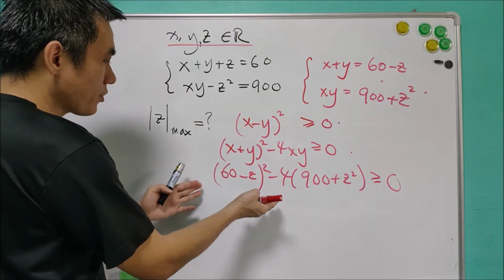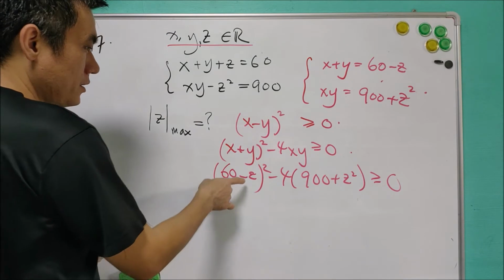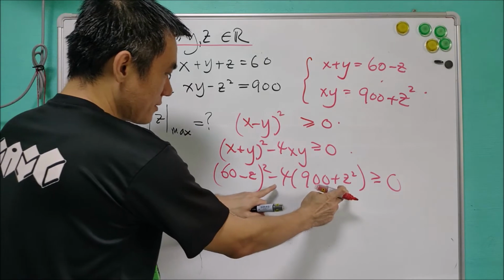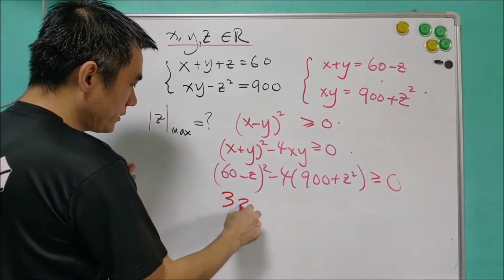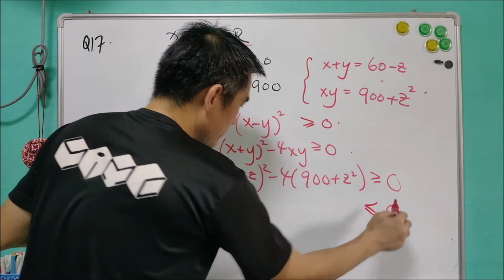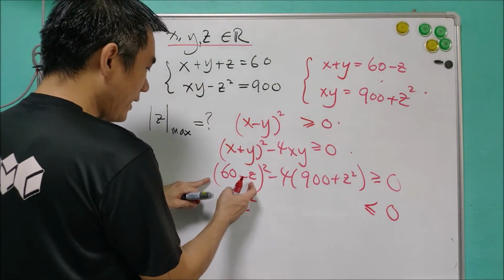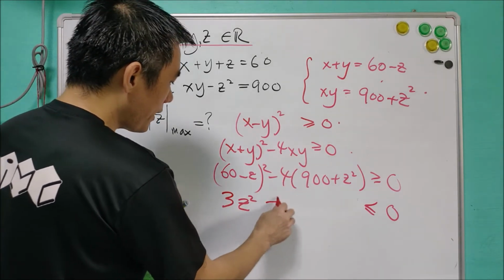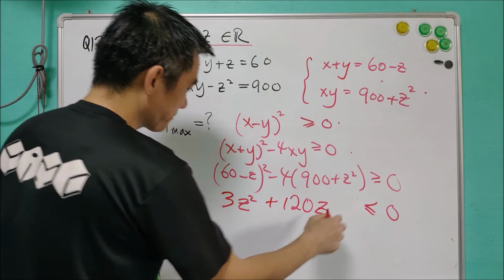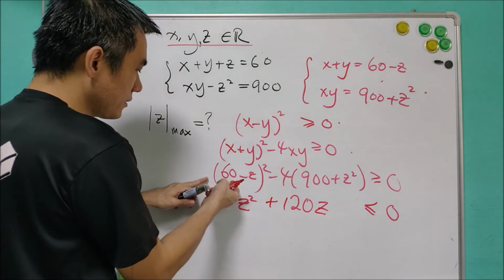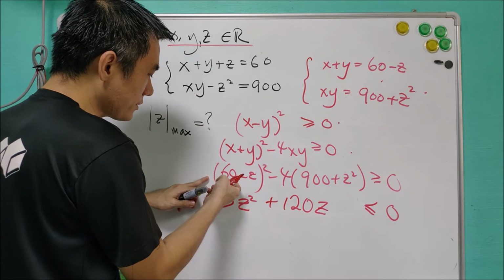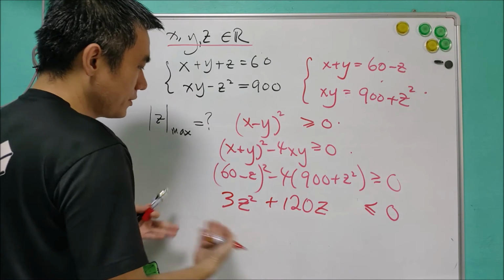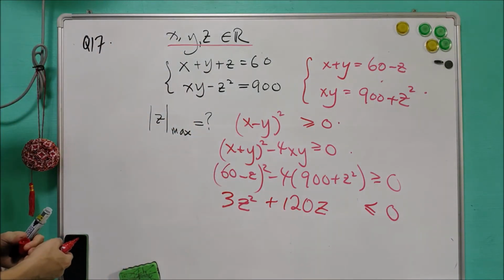And from here we can form a quadratic inequality in z. So for z², there's a 1 here and there's a negative 4, so total negative 3z², and this will be greater than or equal to 0. For z, this is negative 120, so it becomes plus 120z. For the constant, this is 60², which is equal to 3600, and this is also 3600, and they will cancel off. So this is our quadratic inequality.